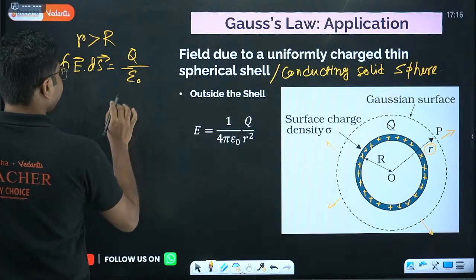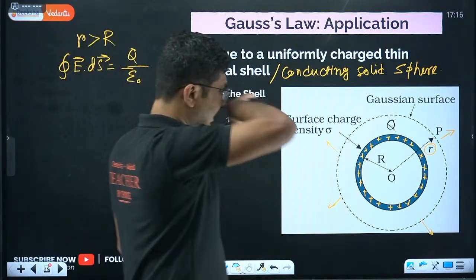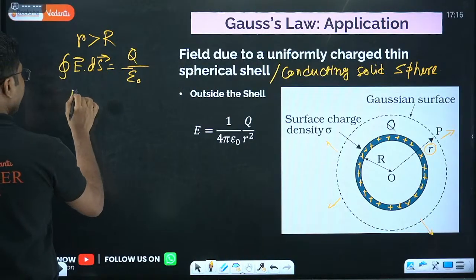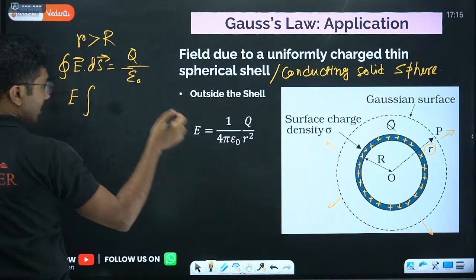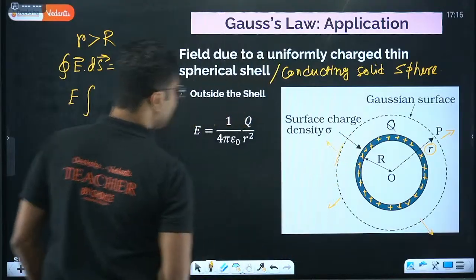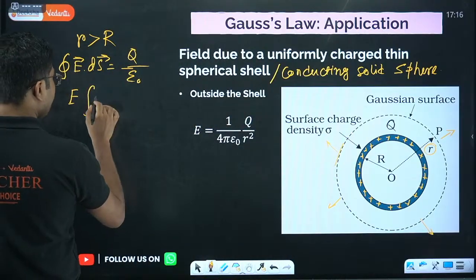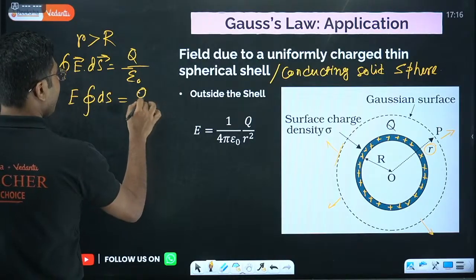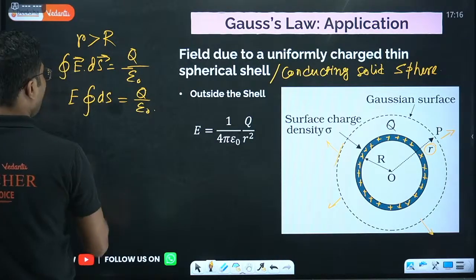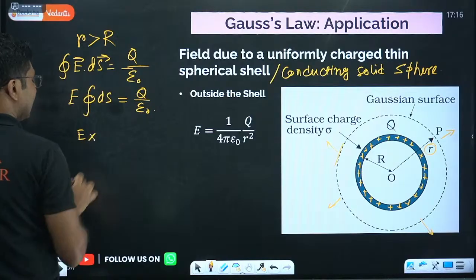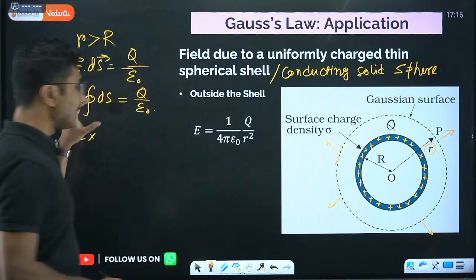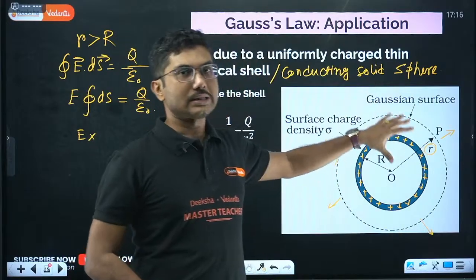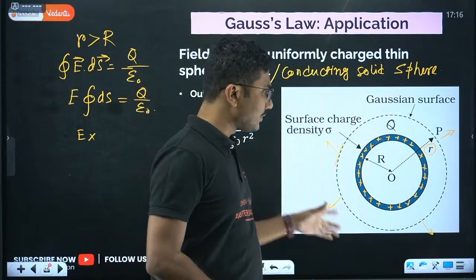Now what is the charge enclosed? That is Q. Now electric field, as I said, is constant, so it will come out of the integration, and electric field and the surface are perpendicular, so that means cos theta is 1, so you will get E integral ds equals Q by epsilon naught. Now what is ds? When you are doing a closed integration, ds gives you the total surface area. What is the total surface area in this case?